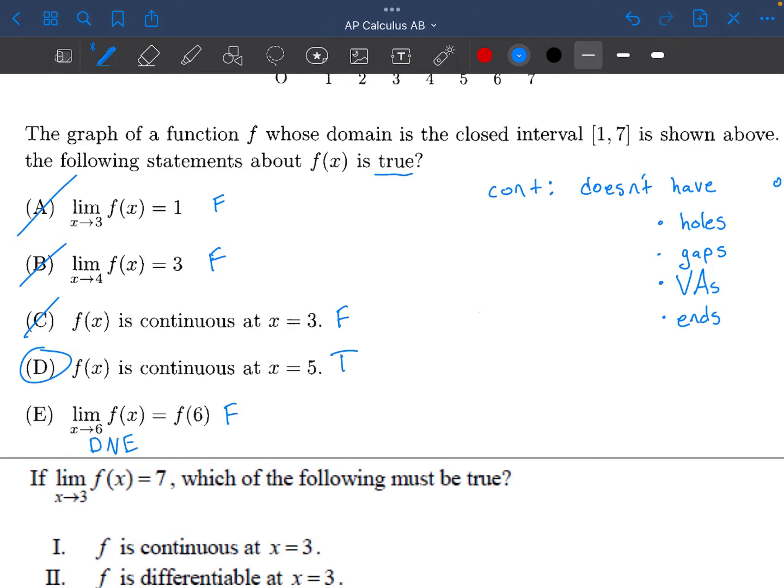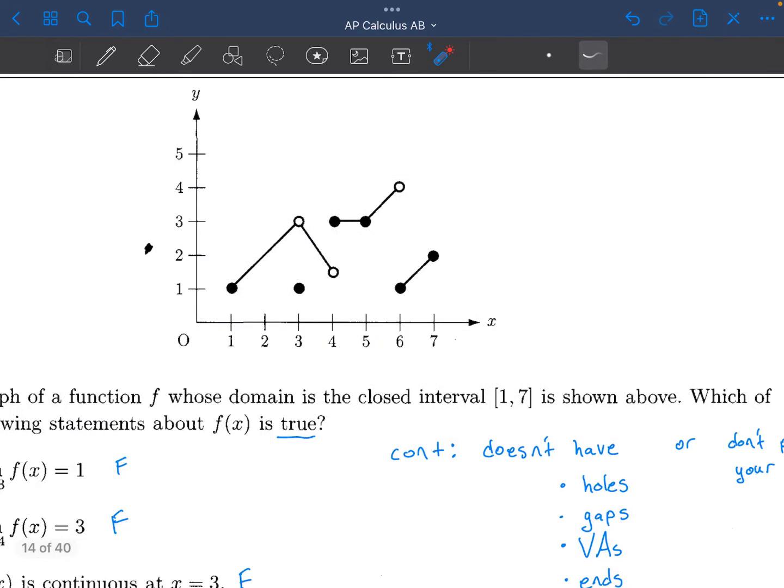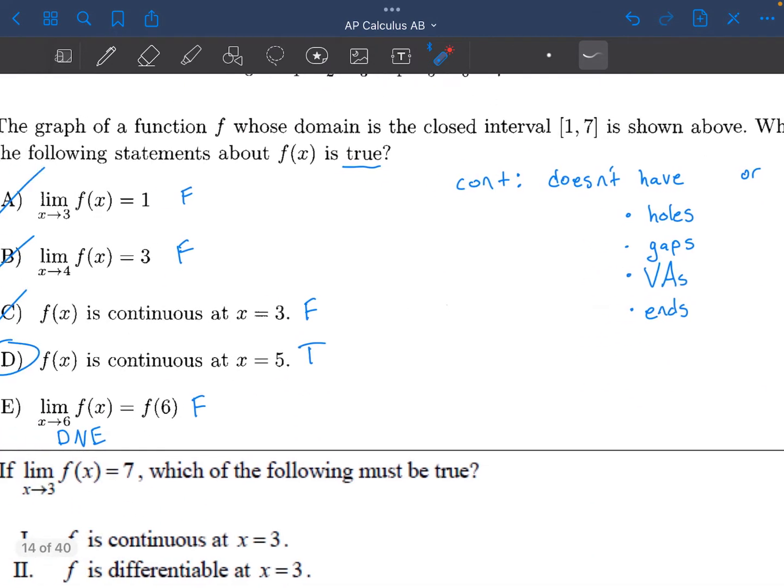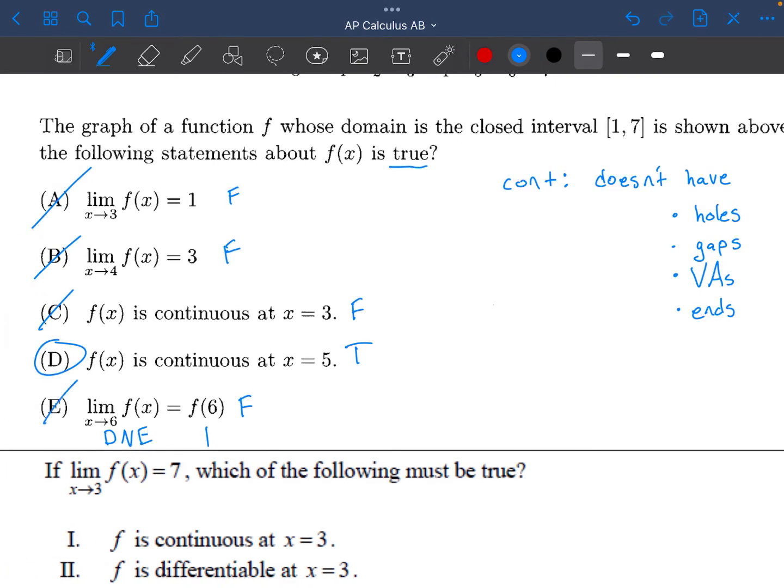And f of 6, the way that I interpret f of 6 is the height at 6, or the y-coordinate at 6. So at 6, where does this line actually touch? It doesn't touch this point because that's an empty point, right? It does touch this point. So the height here is actually 1. So f of 6 is exactly equal to 1. And now does D and E equal 1? Well, obviously no. So that one's crossed off.